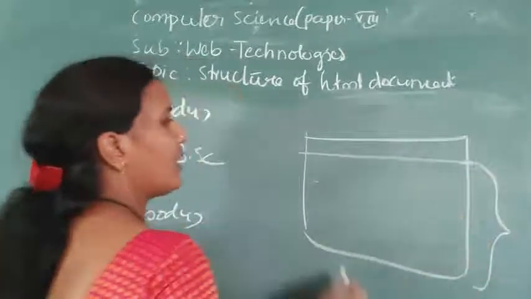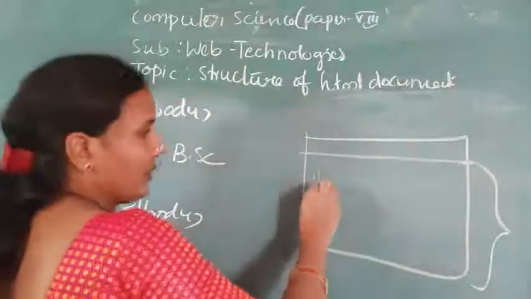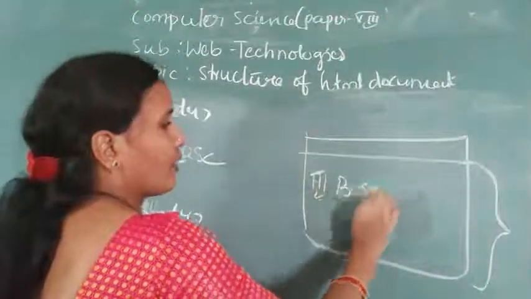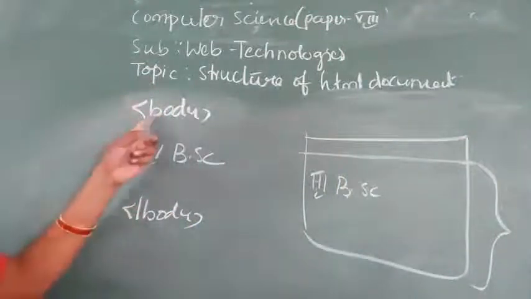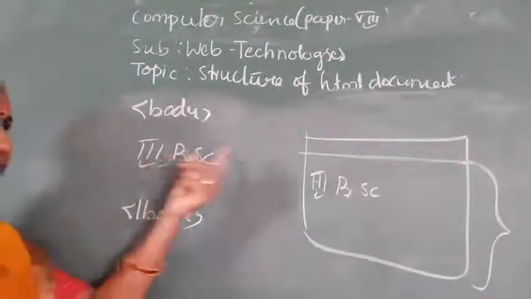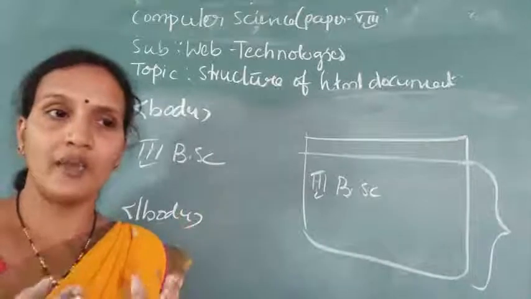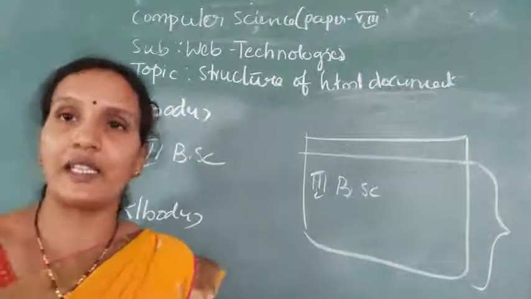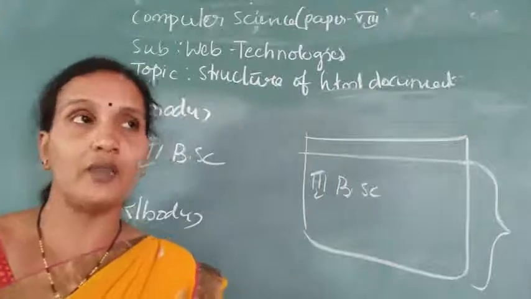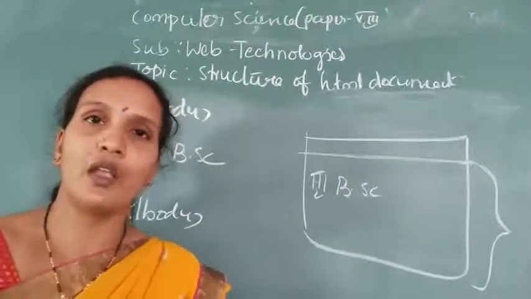This is the document area. Here what is the content? Third BSc. Whatever you write between this body opening and closing tag will be displayed in the document area. So the document area is actually a content area where we write the complete content which is to be displayed on the browser window.